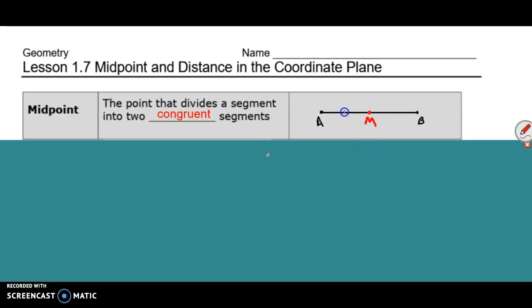And so that means that segment AM is congruent. Remember, this is the symbol for congruent. Segment MB. And that just means that they're equal, their distances are equal. And remember, in a drawing, what we do is we put little tick marks on here to show that AM is congruent to MB.